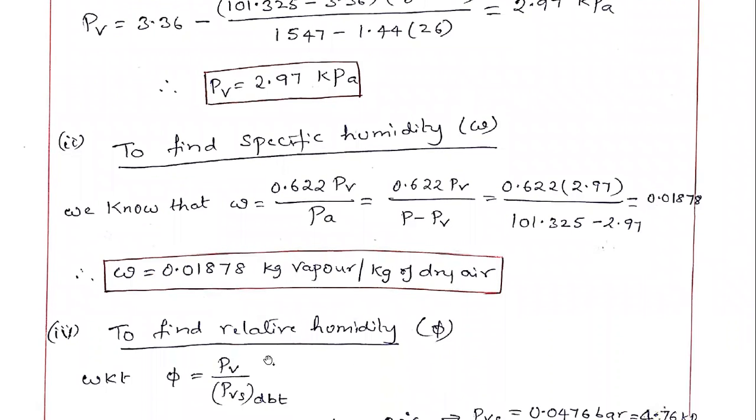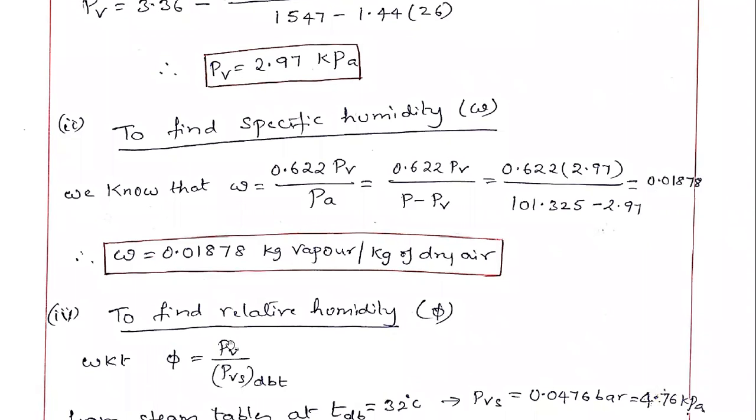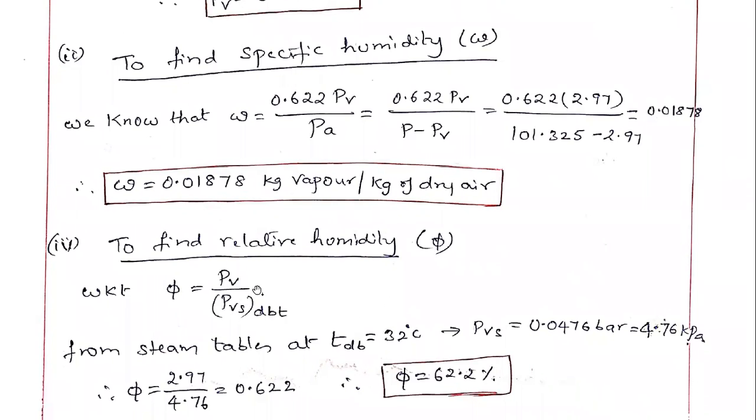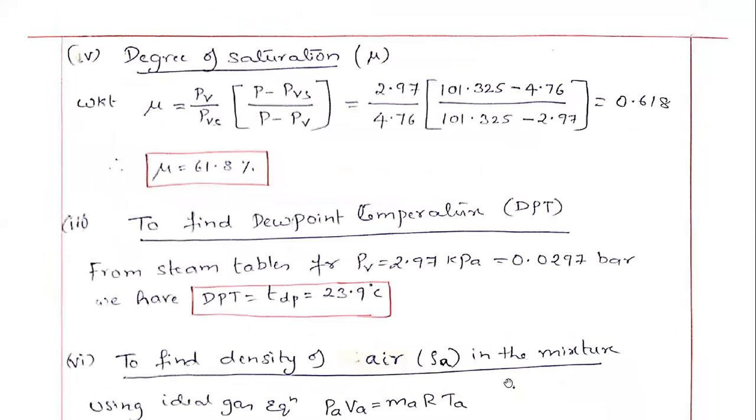Next, to find the relative humidity, it is the ratio of the partial pressure of the vapor divided by the vapor partial pressure at dBT temperature. Only in the Carrier equation, we have to use the vapor pressure at the WBT temperature, but here we have to use it at dBT. So again in the steam tables, in table 2, at dry bulb temperature of 32 degrees centigrade, find out the pressure and substitute here, and we'll get the relative humidity as 62.2%.